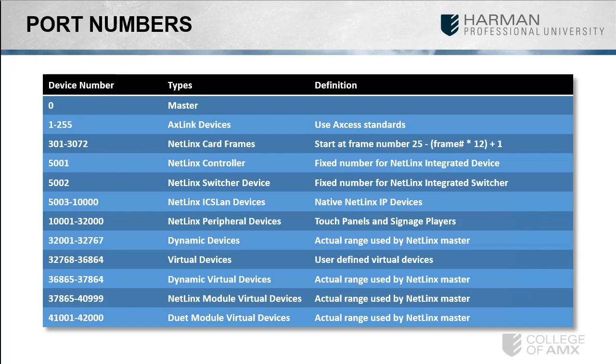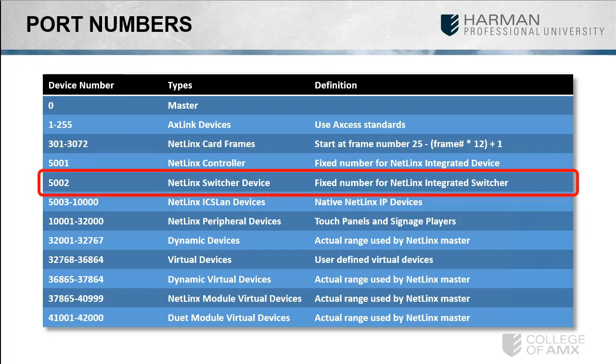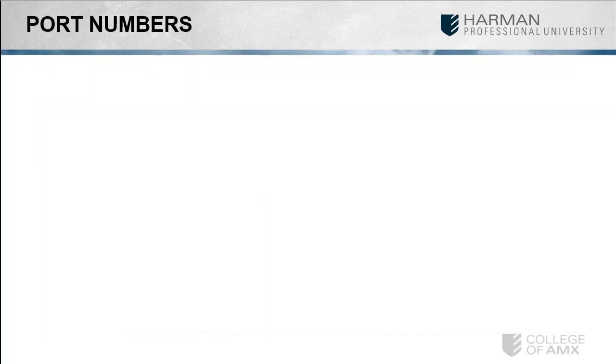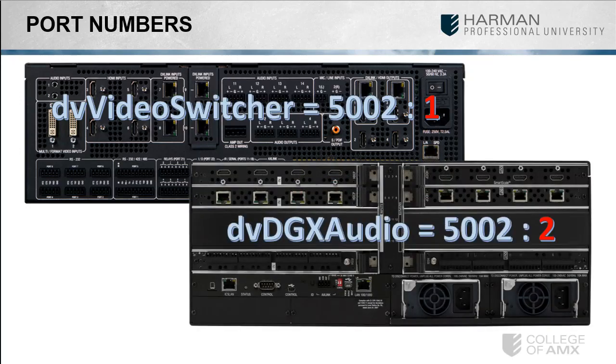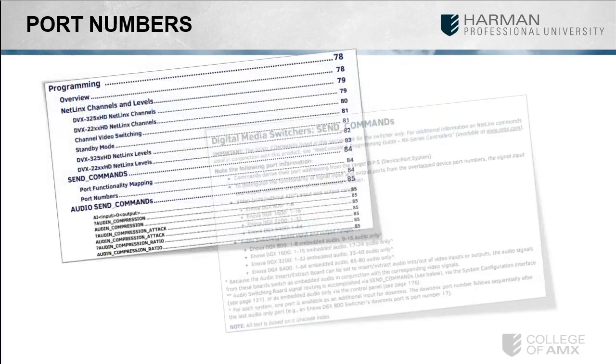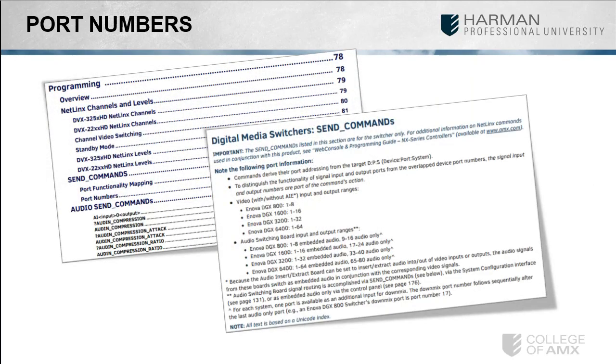The next one is the 5002 device. The port number to be used will depend on the device you have and what specific function you are controlling. As an example, basic video routing commands are sent to port 1 on the Enova switchers, but audio commands are sent to port 2 on the DGX X100. The list of port numbers used for other specific commands are listed in the instruction manual for each device in the Send Commands section of the Hardware Reference Manual.